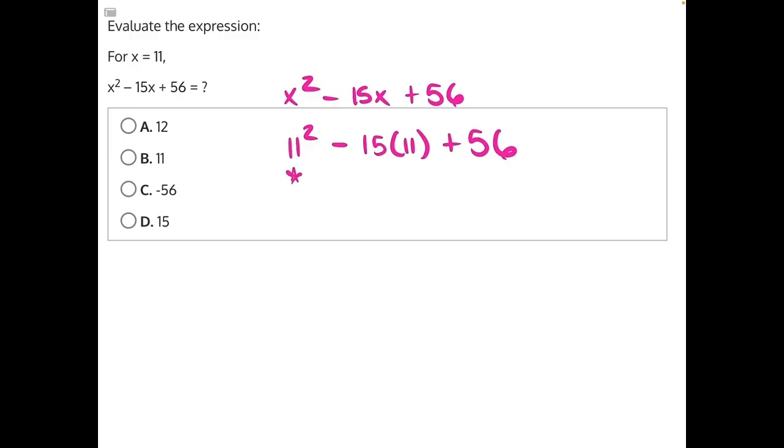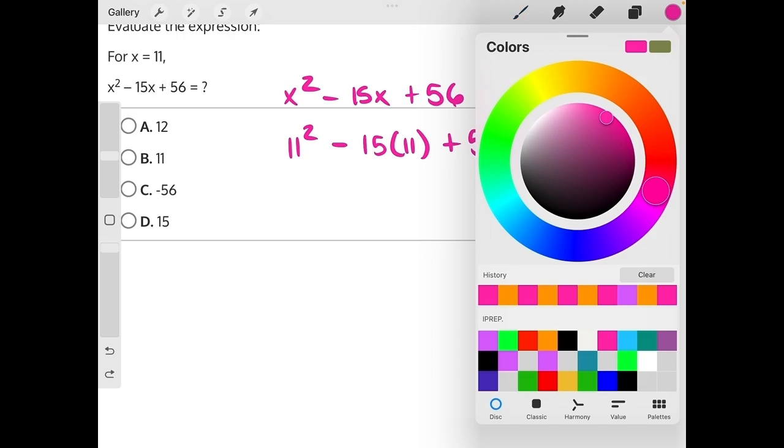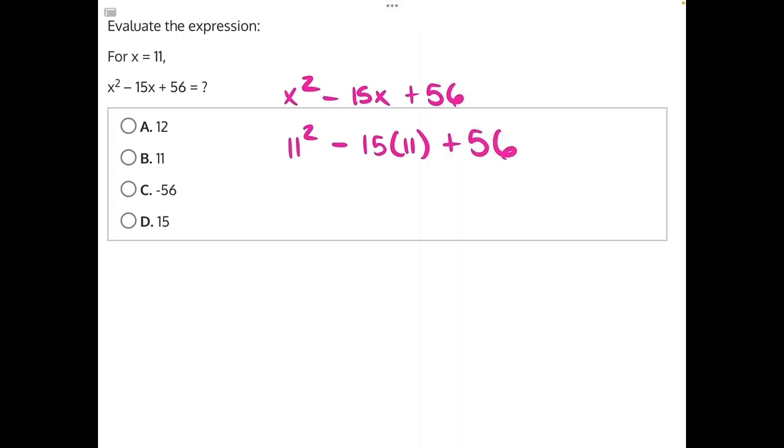11 squared, I'll actually change colors for this. 11 squared would give us 121. Then we'd have 15 times 11. We can pull that down here.